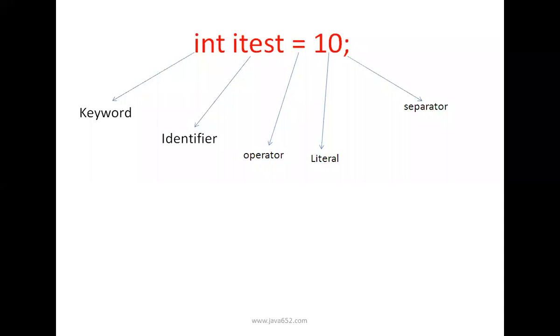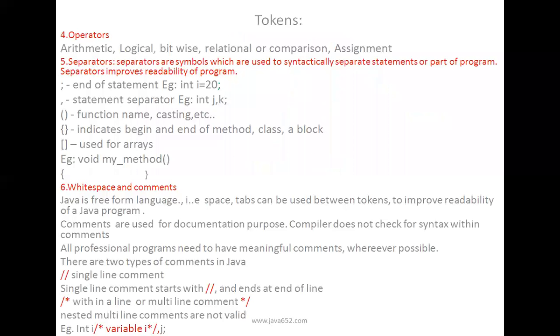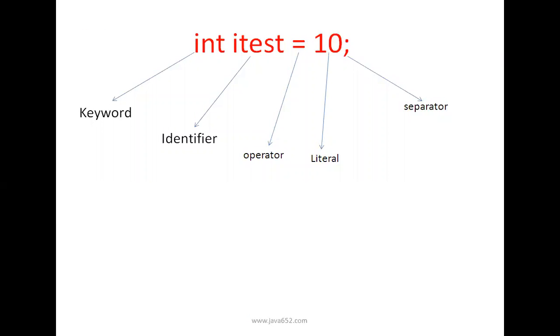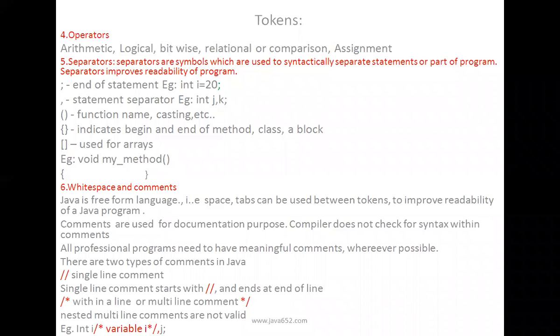Which are the three tokens we have seen as of now? Identifier, keyword, and literal. Now let us take a close look at operators. Operator also is a token. Separator also is a token. Comment also is a token. There are six tokens. To be more specific, we need to say lexical tokens.